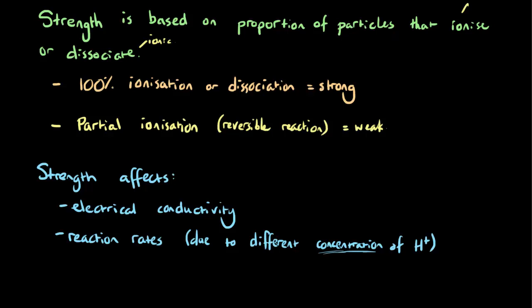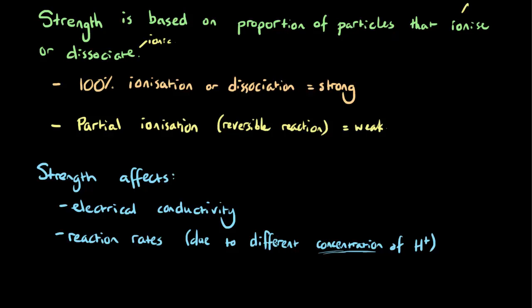Another change is to reaction rates, and that's due to the different concentration of H+ in a strong acid compared to a weak acid, as it is the H+, or the hydronium ion if you're using Bronsted-Lowry theory, which is able to react with substances. So for example, if you've got 1 mole per litre of hydrochloric acid, which is strong, and 1 mole per litre of acetic acid, which is weak, and you added magnesium to both, the hydrochloric acid would react faster with the magnesium than the acetic acid would, because there is a higher concentration of ionized protons in the hydrochloric acid solution.